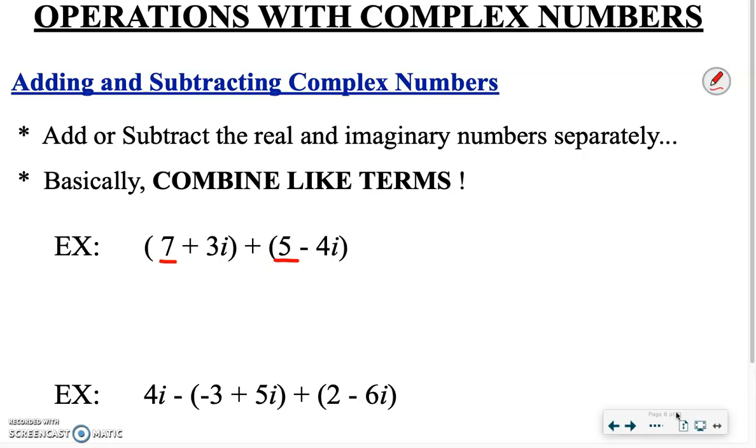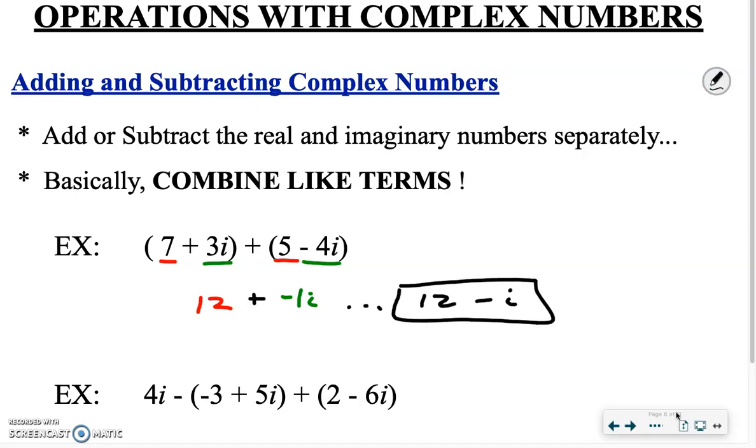So right now in this particular problem, we know that 7 and 5, those are the real aspects. 7 plus 5 is 12. We're going to add the imaginary portions. 3i, negative 4i, what's that going to be, please? Negative 1i. So to really solidify this, 12 minus i would be our solution.